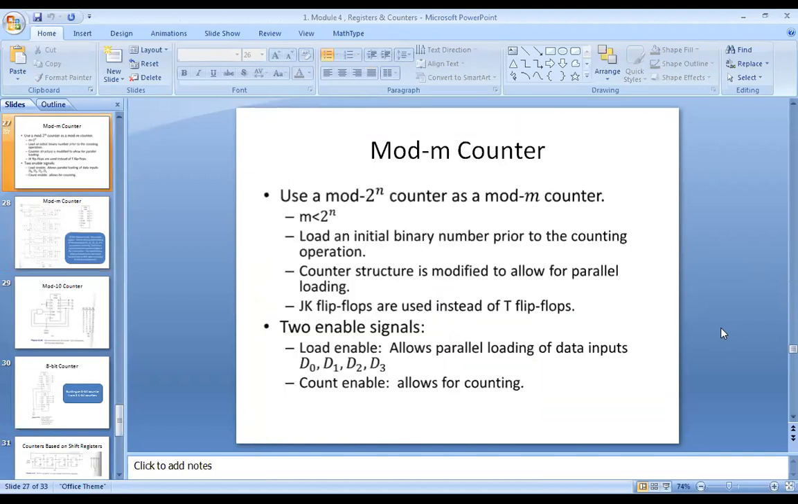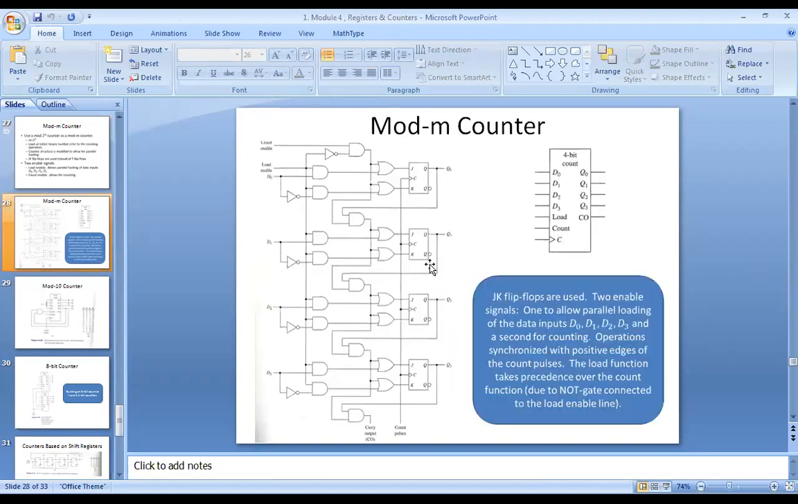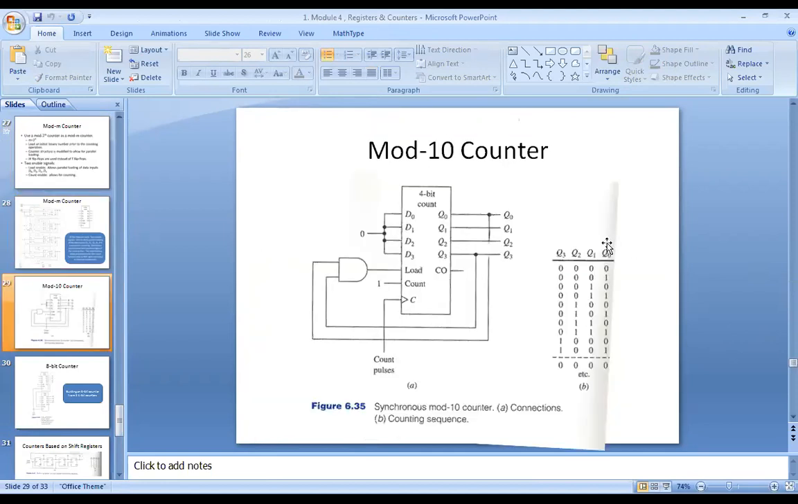Just a quick glance at mod m. So mod m counter, where m is less than or equal to 2 raised to n. So let us say a mod 10 counter. Here it's not that it's going to count till 10. It's just that it's going to have 10 states. You have 0 to 9, and after 9 it's again going back to the initial state, which is 0. Understood?